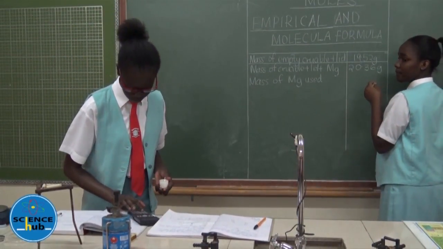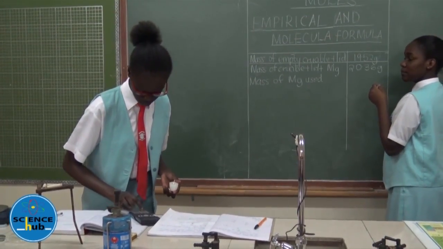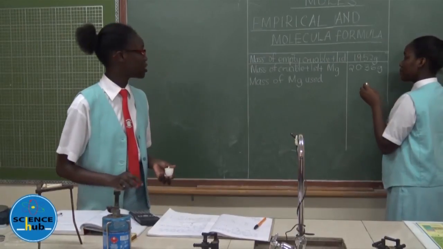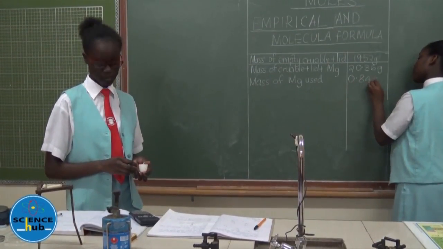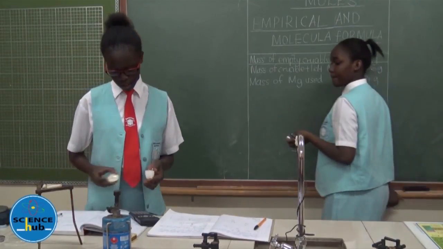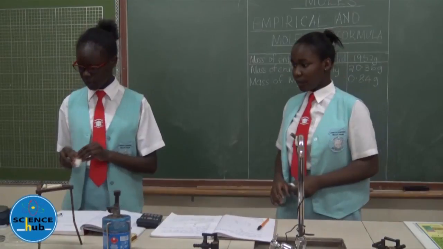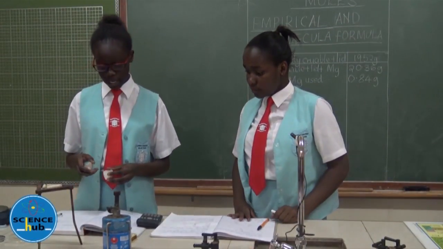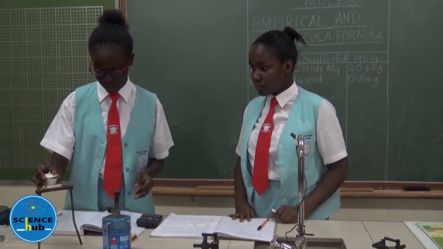That is 0.84 grams. From there on, we will place the magnesium ribbon in the crucible and weigh it. We have already done that. Then we will heat the crucible gently, then strongly, until the metal starts to burn.